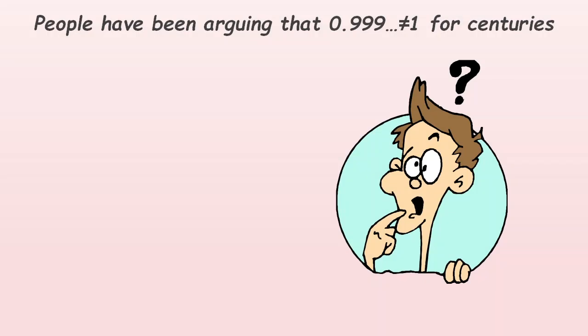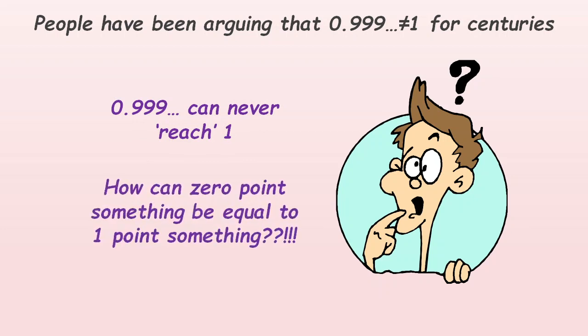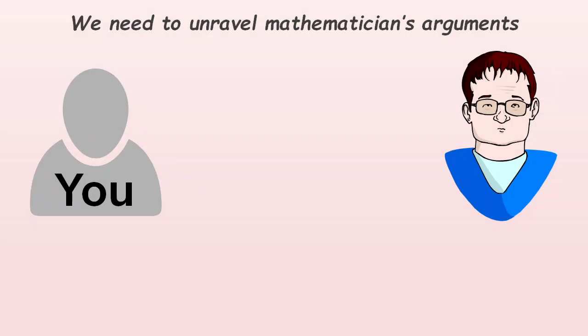People have been arguing for centuries that 0.9 recurring can't equal 1, with simple arguments like it can never reach 1, or how can 0 point something be equal to 1 point something? But arguments like these are never going to be taken seriously by mathematicians. We need to unravel the mathematicians' arguments and then state clearly what we object to and why.